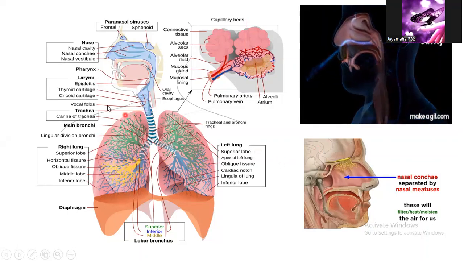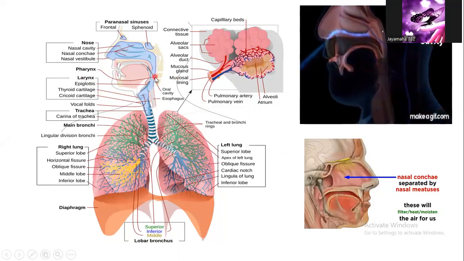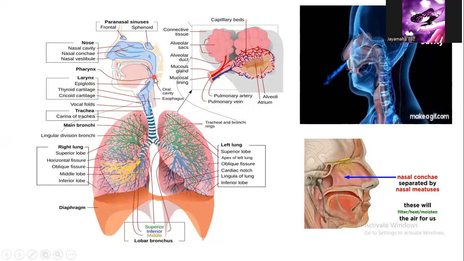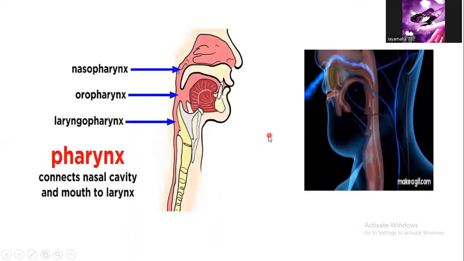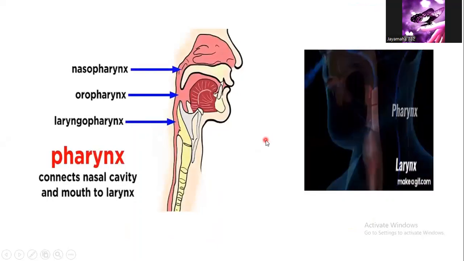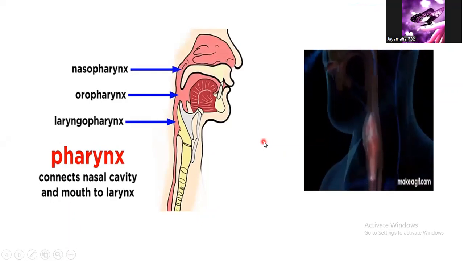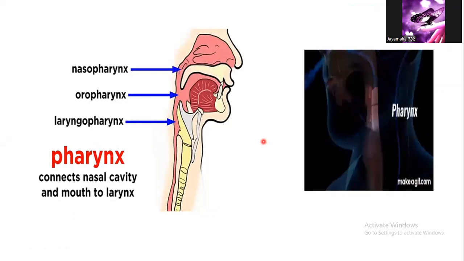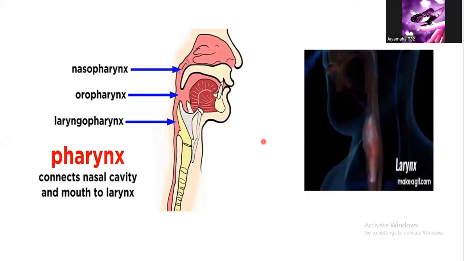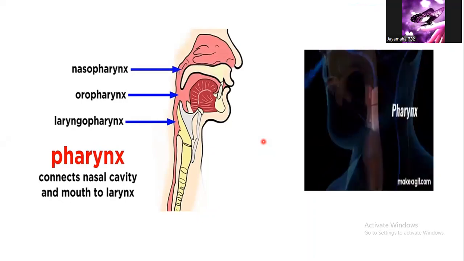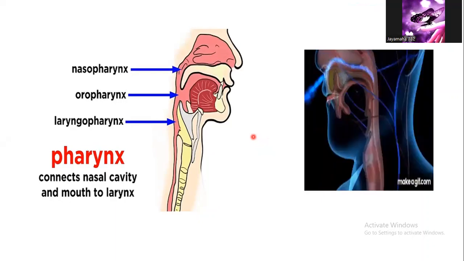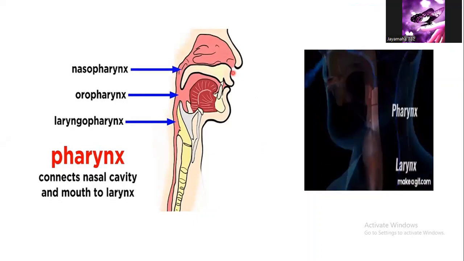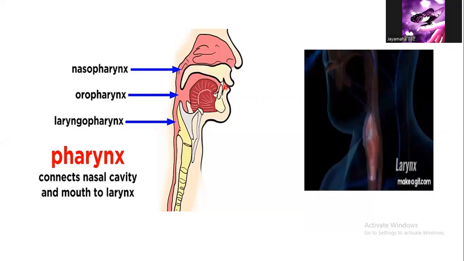The next part is the pharynx. Let's study the detailed description of the pharynx from our next slide. So this is the pharynx. The pharynx is a muscular membranous tube that functions as a part of the alimentary canal and it acts as an airway in the upper respiratory system. So this pharynx connects the nasal cavity with the mouth.